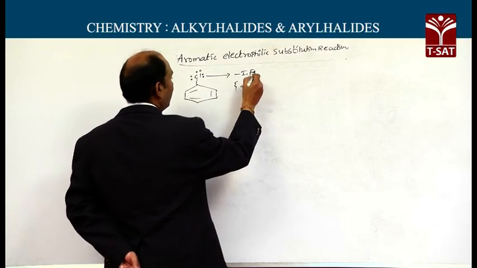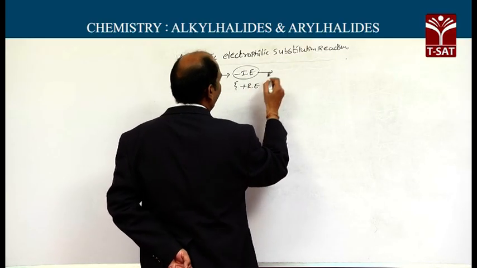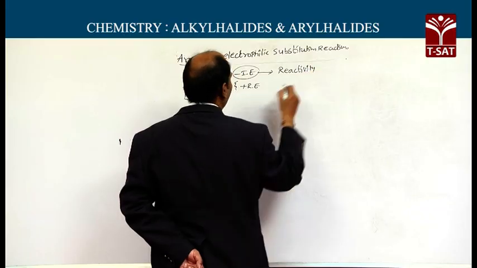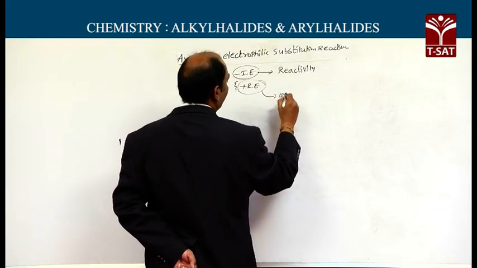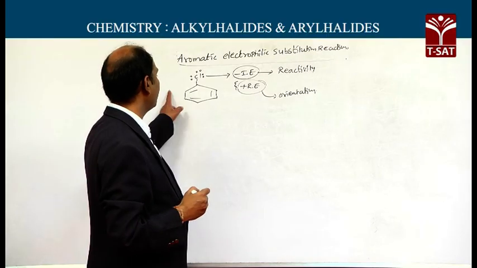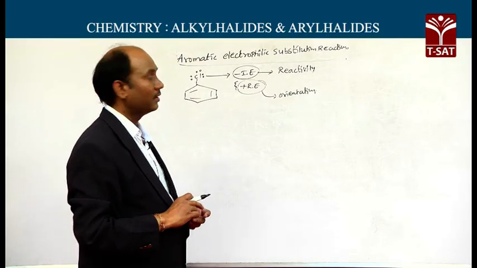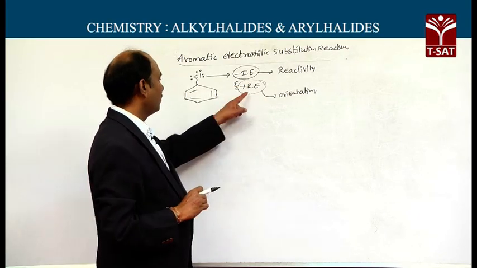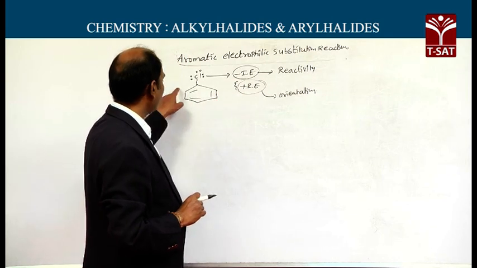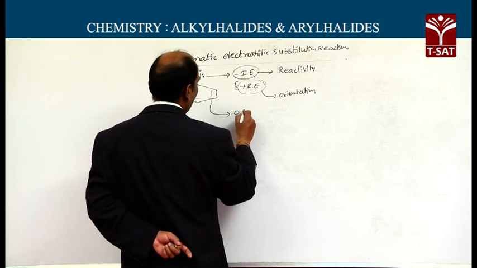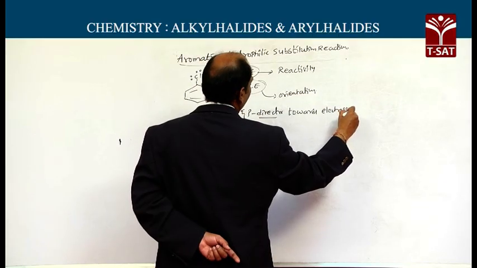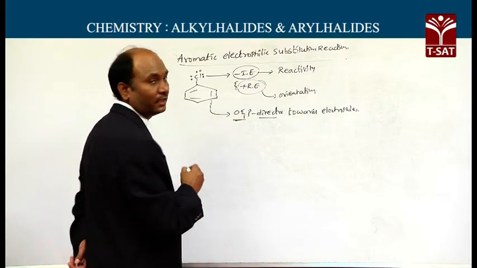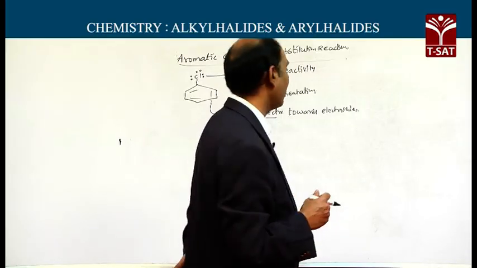The inductive effect operates reactivity, whereas the resonance effect operates orientation. Due to the resonance structures, electron density increases at the ortho and para positions, whereas the inductive effect controls reactivity. Therefore, it is an ortho and para director towards electrophiles. Cl is a ring deactivating group, but it is an ortho para director.